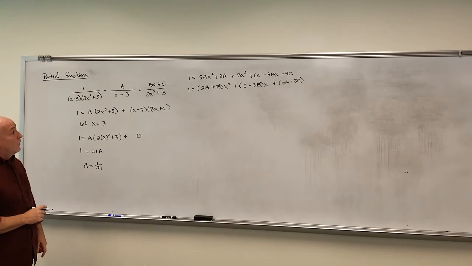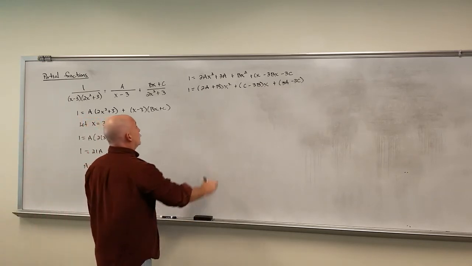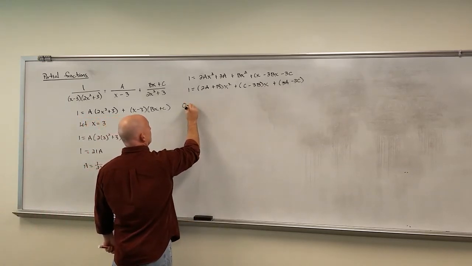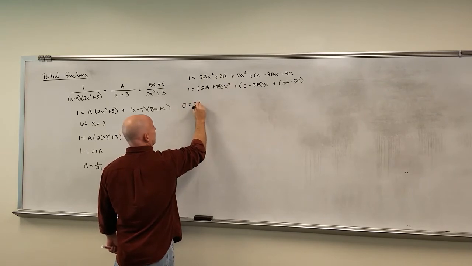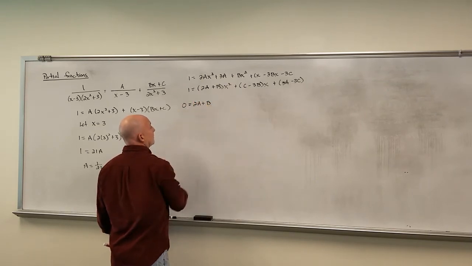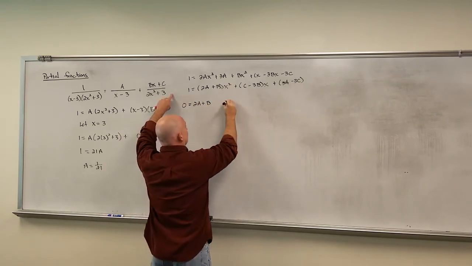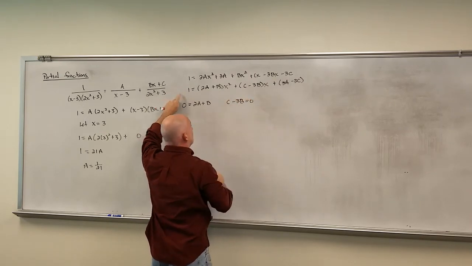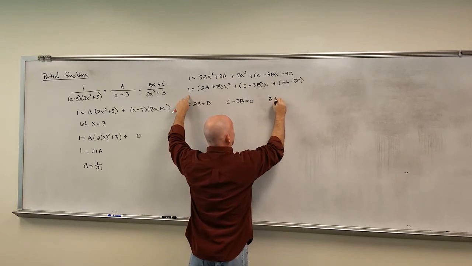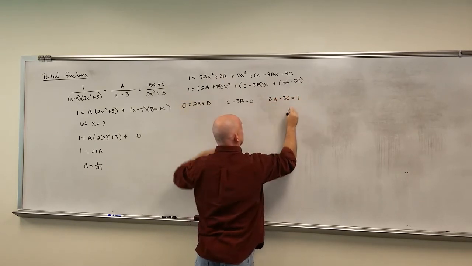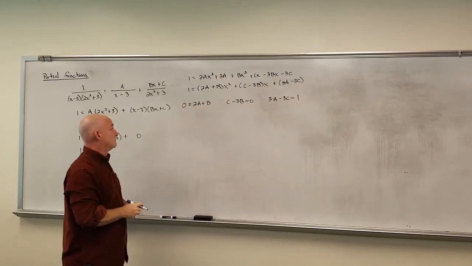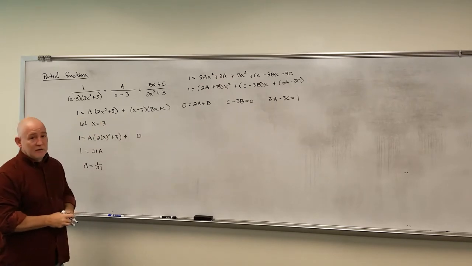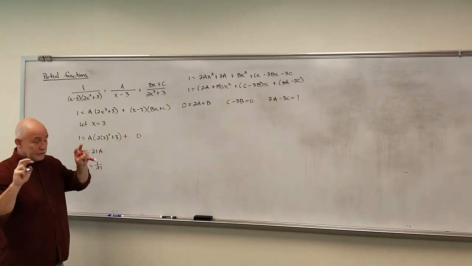All right, so let's equate. There's no x squared on this side, so what's in front of x squared on this side has to be 0. There's no x's on the left, so what's in front of the x's on this side has to also be equal to 0. And the number on this side, so we get 3a minus 3c has to be equal to 1. Okay, so we get a little bit of good news.